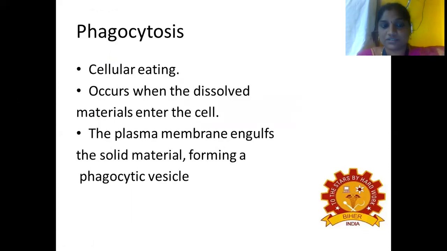Phagocytosis is otherwise called cellular eating. Why is it called cellular eating? Because it takes solid particles inside the cell. So it occurs when solid substances enter the cell. The plasma membrane engulfs the solid material, forming a phagocytic vesicle.